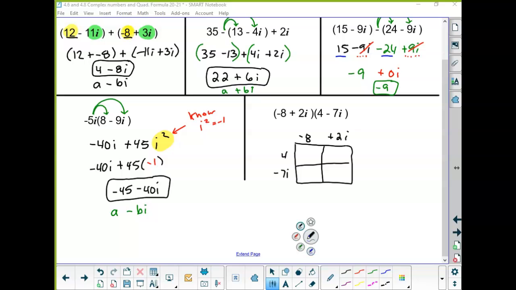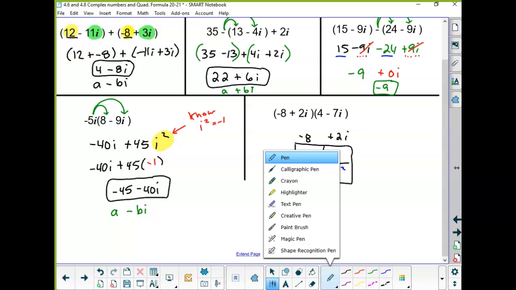Because now it's just multiplying. It's just multiplying 4 times negative 8. So that gives me negative 32. And then I've got 4 times 2, which is 8i. And you can put a positive here because it is a positive number. And then the next box will be negative 7i times 8. Well, that's a positive 56i. And then we've got negative 7i times 2i, so that's negative 14. i times i would be i squared.